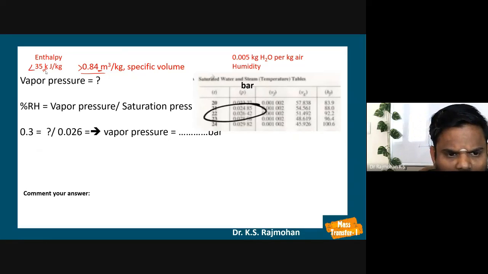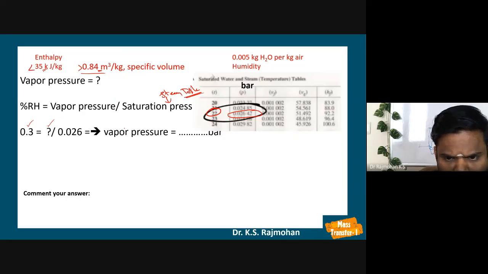Okay. So what is the vapor pressure? For that we should make use of the relationship. We have percentage RH and we have the saturation pressure, right? So if you know percentage RH and saturation pressure, both data are known. Saturation pressure we get from the steam table. So from the steam table, whatever is the value corresponding to the dry bulb temperature of 22 degrees Celsius, and percentage RH is 30 percent, that is 30 by 100, which is 0.3. And vapor pressure is what we are going to determine.